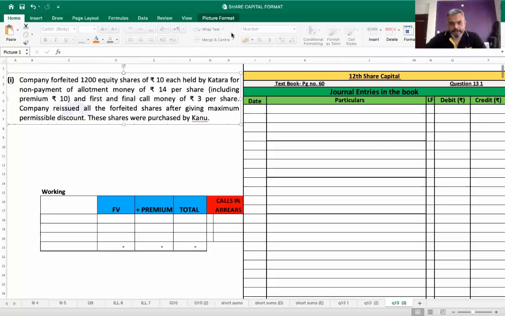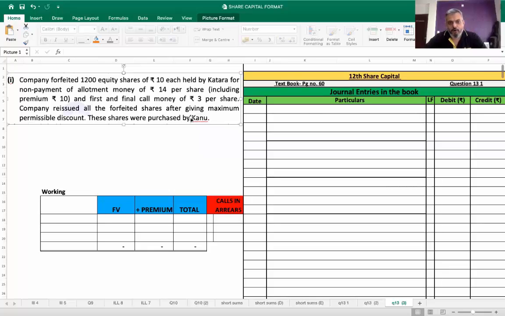Okay, question 13, page number 60, first one. Company forfeited 1,200 equity shares of 10 each held by Katara for non-payment of allotment money of 14 per share, including premium of rupees 10 and first and final call money of 3 per share. So he did not pay allotment money of 14 including premium and also did not pay the first and final call money of 3 per share.